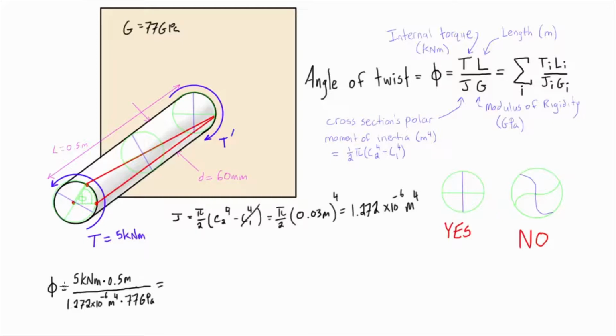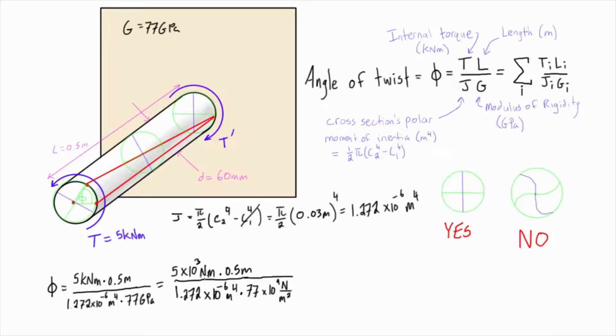Now we do need to be thoughtful with our units here to make sure that we actually end up with the proper units of radians, where everything will cancel out. The way I like to visualize this is 5 kilonewton meters is 5 times 10 to the power of 3 newton meters, times 0.5 meters, over 1.272 times 10 to the negative 6 meters to the fourth, times, converting to pascals, 77 times 10 to the 9 newtons per meter squared.